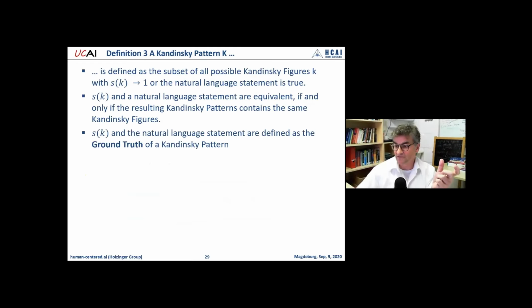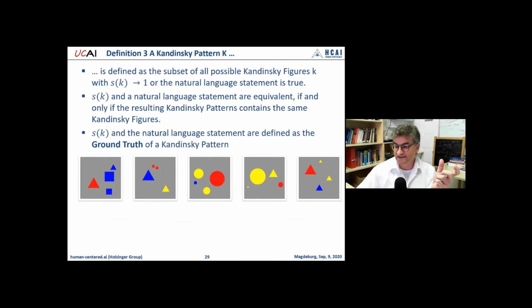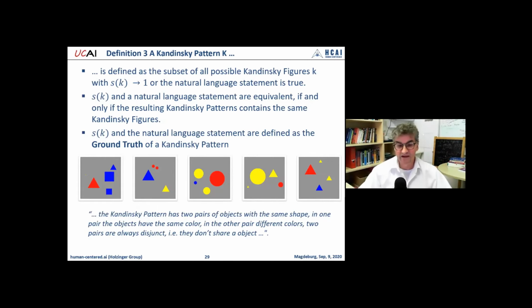To save time now, I show you this Kandinsky pattern. For example, here, the Kandinsky pattern has two pairs of objects with the same shape. In one pair, the objects have the same color. In the other pair, different colors. The two pairs are always disjunct, so they don't share an object. So this is a typical Kandinsky pattern.